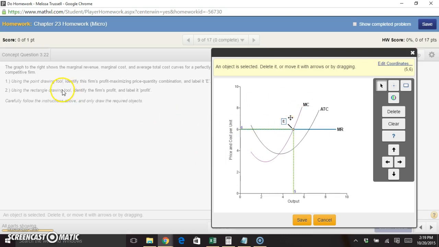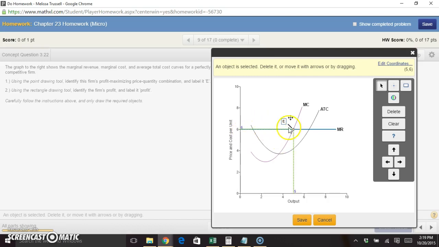So the next part asks us to use a rectangle drawing tool to identify the firm's profit and label it profit. So think about what profit is. Profit is the amount of money that you make minus the amount of money that you spent. So the amount you bring in minus the amount that went out, right? So your revenues minus your costs.